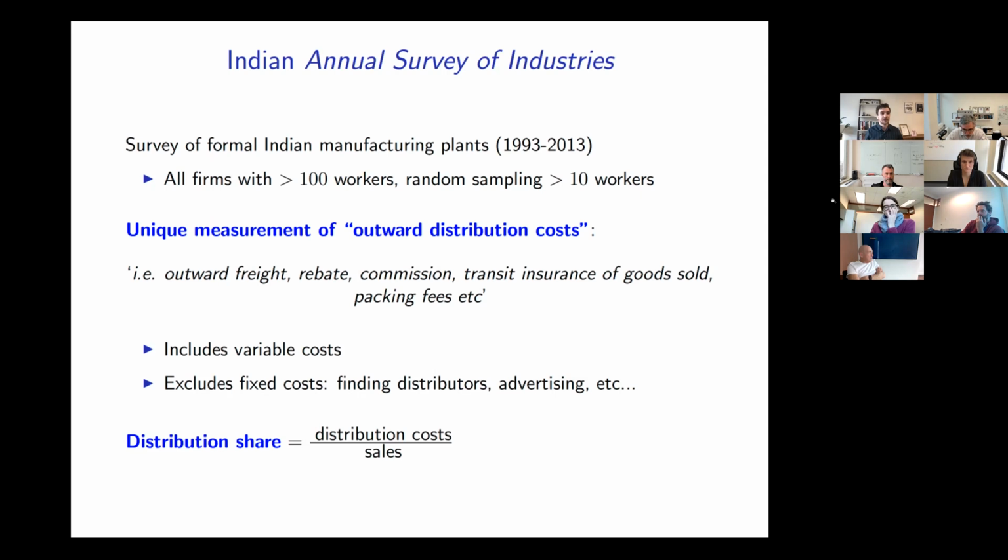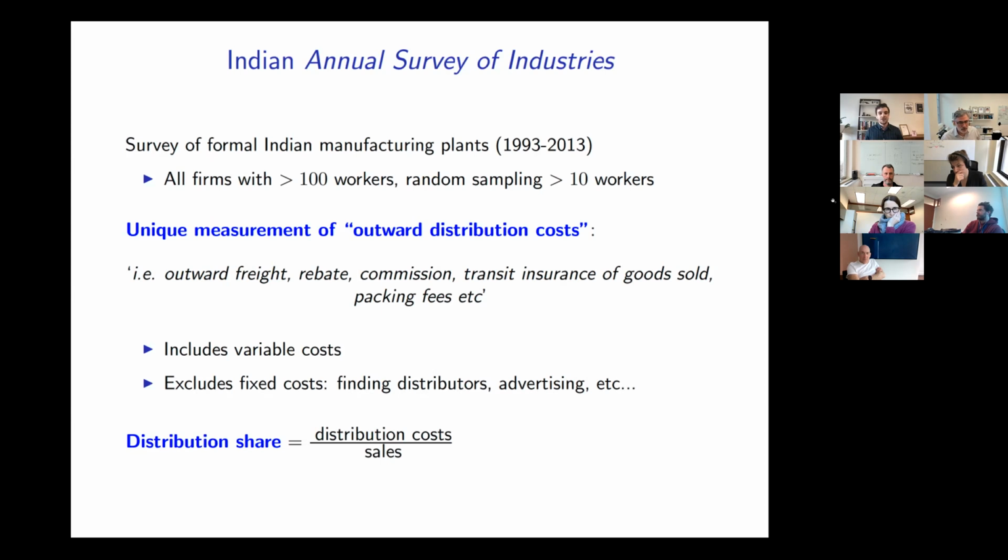And we have a lot of the standard variables that you get in all of these data sets, like output and capital and labor. But what's really unique about this, and we haven't seen elsewhere, is that what's reported is a pretty unique measure of what's called outward distribution costs. I've copied in a snippet from the ASI manual here, which describes what's in this: outward freight, rebates, commissions, transit insurance of goods sold, and packing fees.